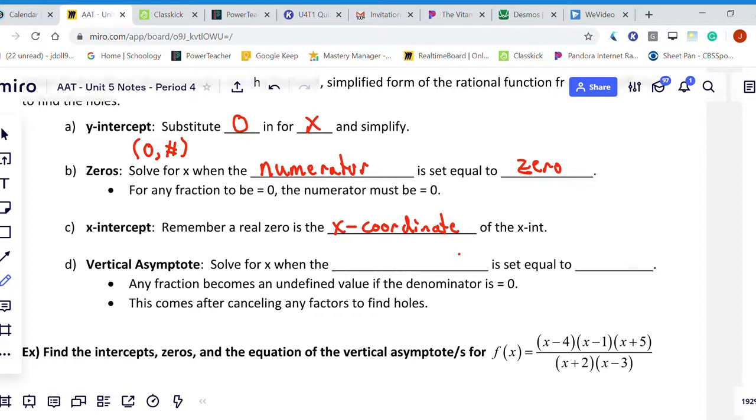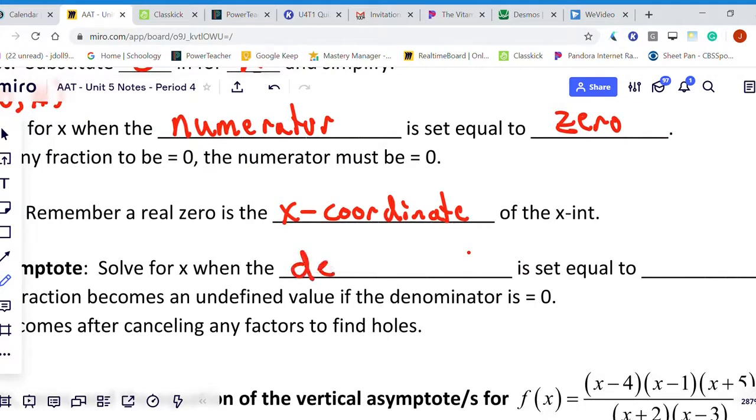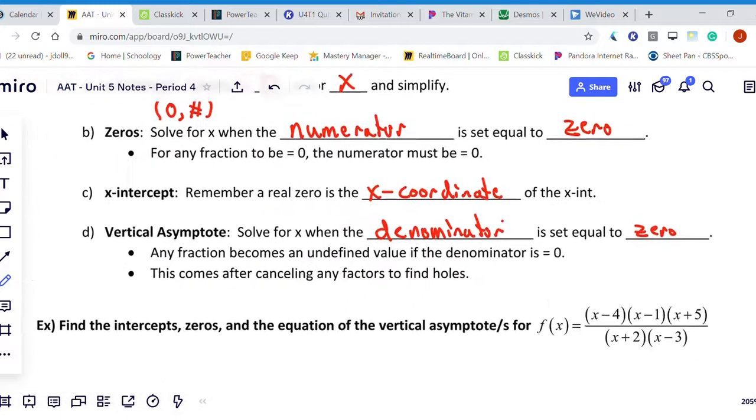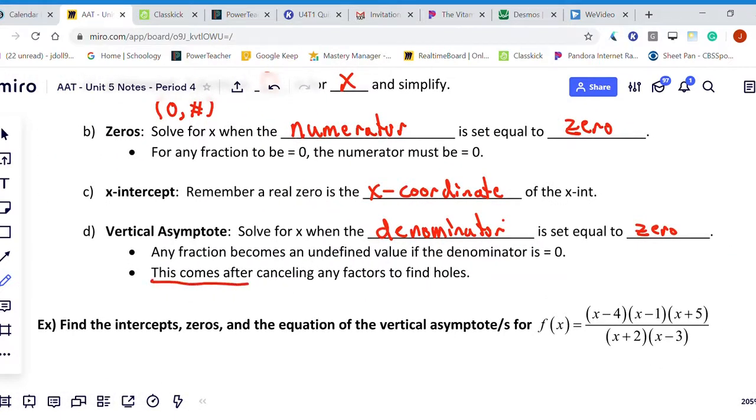Vertical asymptotes are actually going to be pretty easy if we can find zeros, because we're going to do the same exact thing for vertical asymptotes that we did for zeros, but instead of the numerator being set equal to 0, it's the denominator equal to 0. This is an important part: this comes after we already canceled out any wholes. Wholes are found first, then if there's anything left over in the denominator, we find our vertical asymptotes. So let's just do a couple examples here.